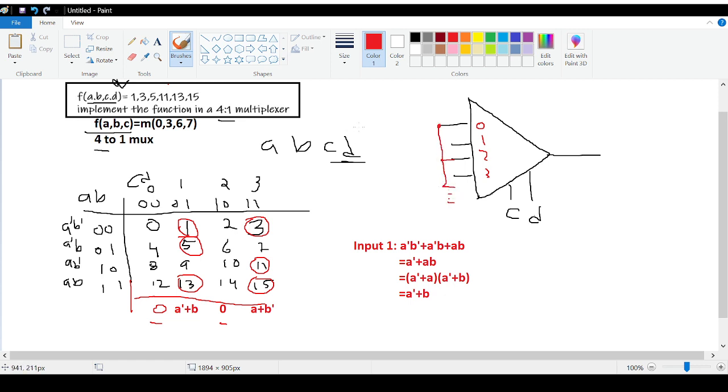Okay, and then for a, b, if we have a here, let's say I have a bar here. So for input number 1, I'll have a bar plus b. So a bar plus b, it will be OR. And then the next part, we will have a plus b bar. Okay, and this will pass through another OR gate.